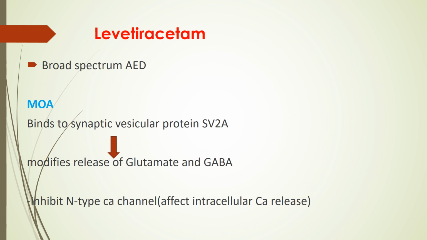Levetiracetam is the first agent in this group. It's a broad spectrum antiepileptic drug. It binds to the synaptic vesicular protein SV2A and modulates the release of neurotransmitters like GABA as well as glutamate. It also affects the intracellular calcium release.